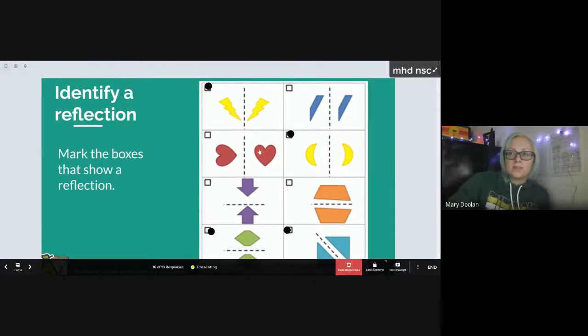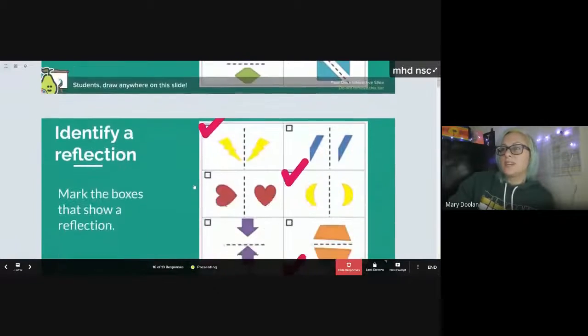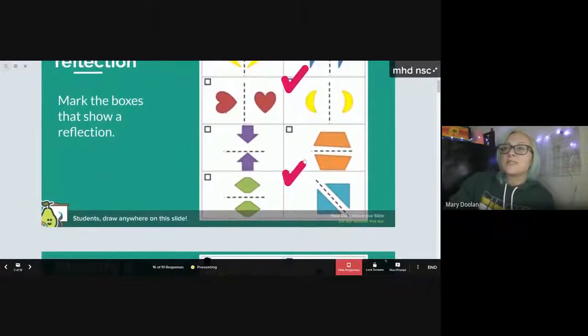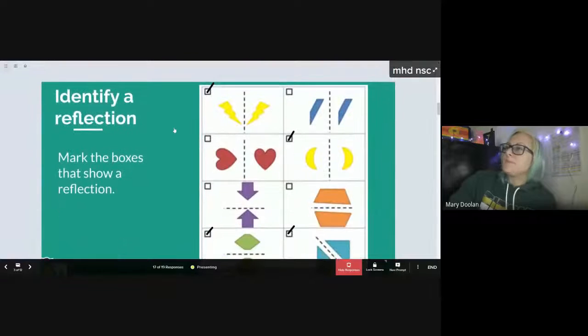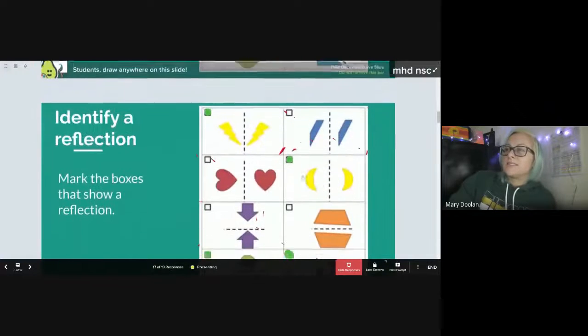The hearts, they're not even the same direction. Same thing with this blue polygon, they're not the same direction. Okay, so some of you guys did check marks, looks really nice. Little boxes, little dashes.